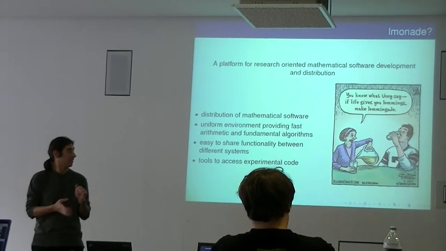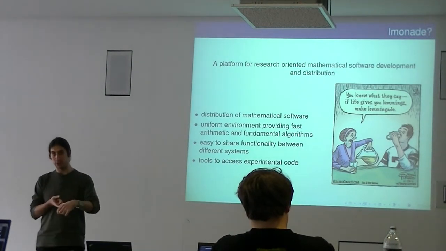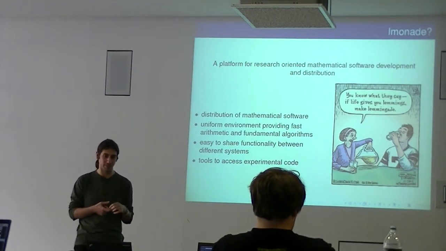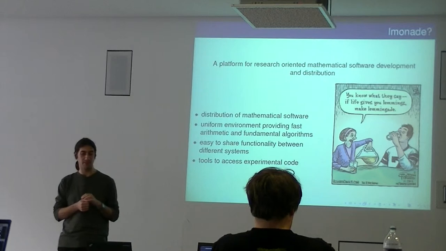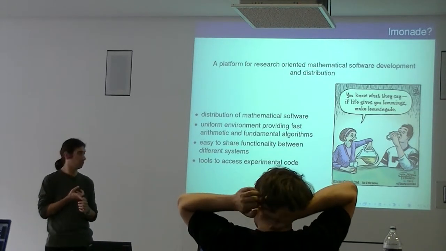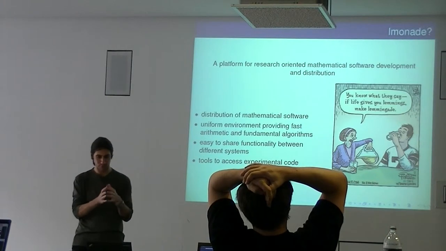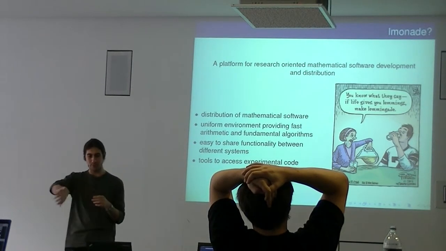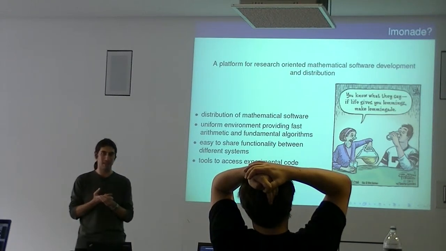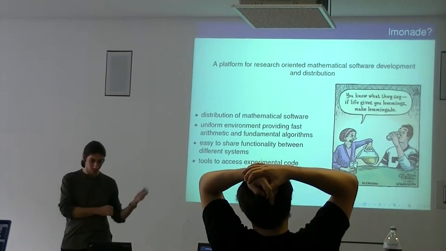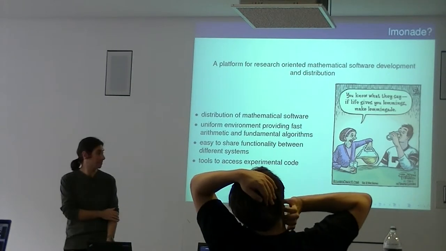So just to rehash, Lemonade is supposed to be a platform for research-oriented mathematical software development and distribution. It is a distribution of mathematical software, but it borrows from many other places, so we don't really create a new one. It is supposed to create a uniform environment providing fast arithmetic and fundamental algorithms. I think Sage does a pretty good job of creating a uniform environment. But the problem is that it's not very configurable. So you have to take the whole package or leave the whole package. You can't just say, I don't want these packages. We used Sage-on-Gentoo to cut a few packages and create PSage, but that will also not be maintained after a while because it's too much work. So you need to rely on some packaging system which already makes it easier to maintain all this.